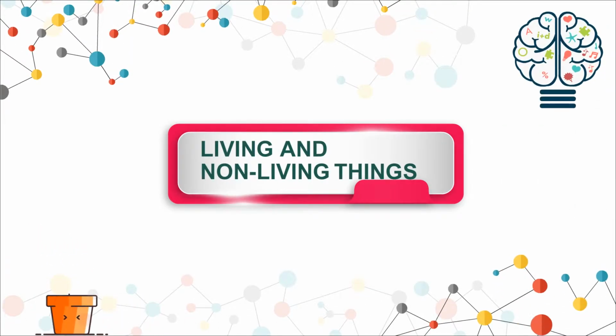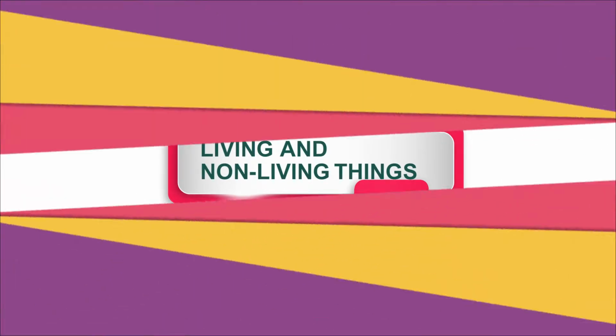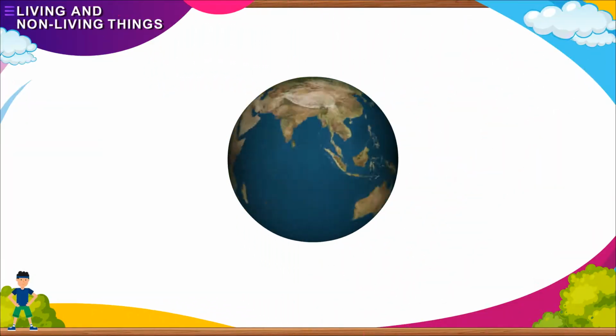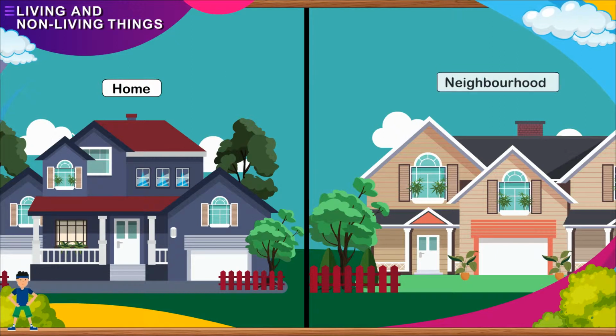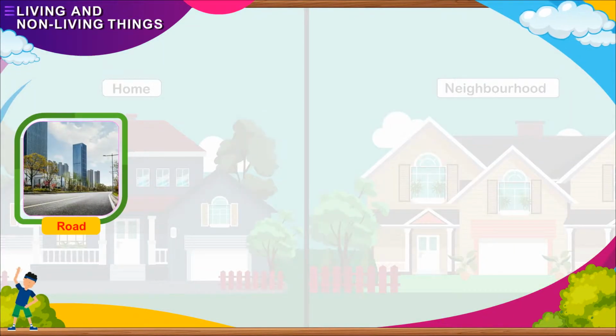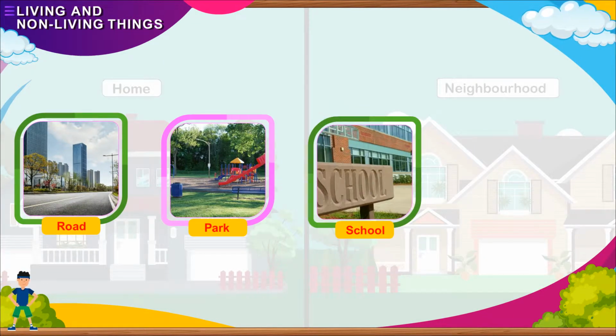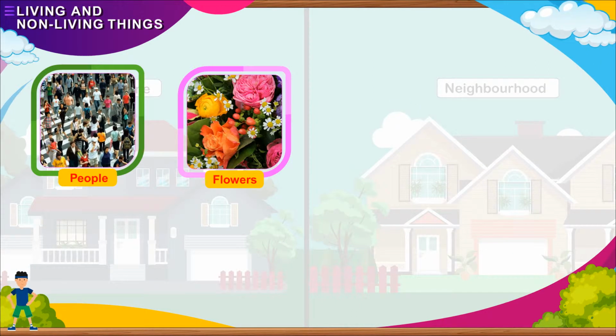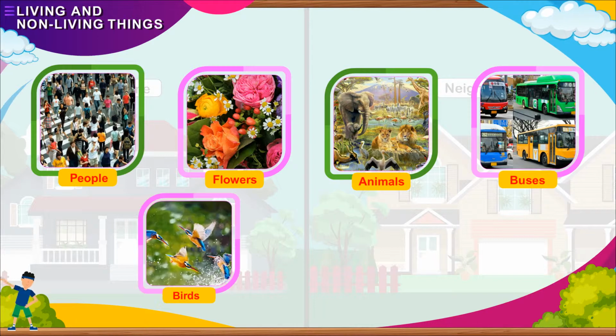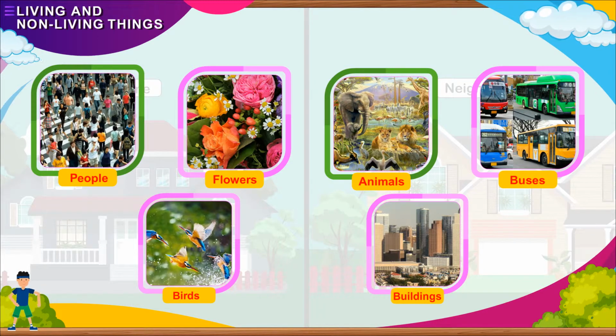Living and non-living things. The world is full of many things. We see these things at home, in the neighborhood, on the road, in the park, in the school, and in the market. We see people, flowers, animals, buses, birds, and buildings around us.